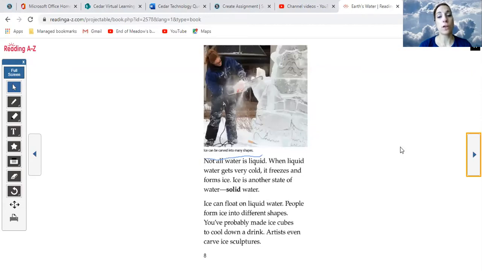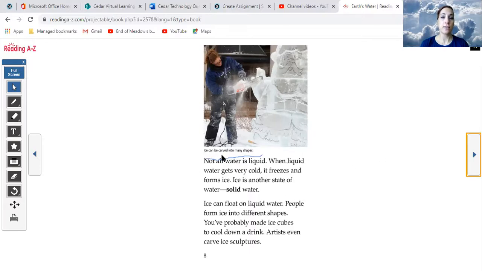Not all water is liquid. When liquid water gets very cold, it freezes and forms ice. Ice is another state of water, solid water. Ice can float on liquid water. People form ice into different shapes. You've probably made ice cubes to cool down a drink. Artists even carve ice sculptures.